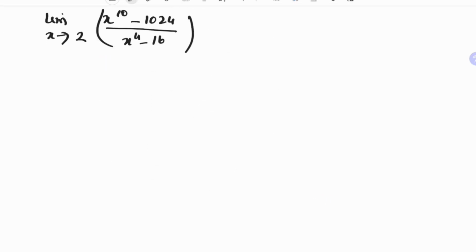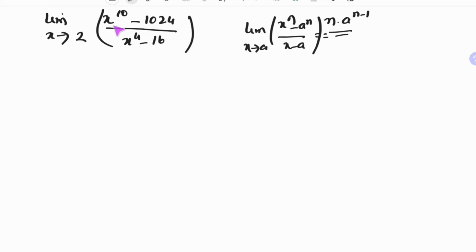Now let's take a slightly complicated example. Here you'll have to apply the theorem both for the numerator and denominator. So the formula is n into a to the power n minus 1, that is x to the power n minus a to the power n by x minus a is n into a to the power n minus 1. So now if you look at the numerator, you have x and in place of a you have 1024. Now if you observe, the denominator should have x minus a, that is, it has to be x to the power 1, that means it has to be only x. But if you look at the denominator here, you have x to the power 4.